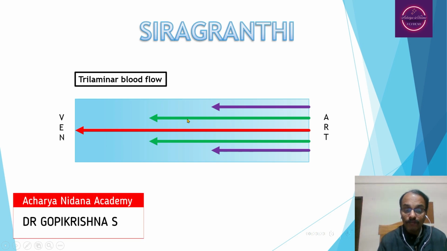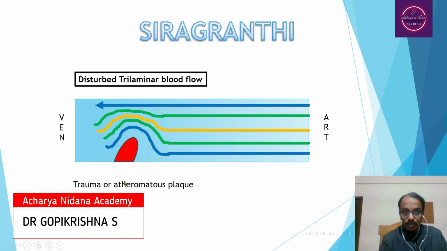So this is considered to be a very light substance when you consider the whole components of the blood. That is why it will be moving very fast at the center, and this will be moving at the periphery as they are having intermediate molecular weight, and those with heavier molecular weight will be moving even nearer to the intima of the blood vessel. This is what is considered to be the trilaminar blood flow. So when you say Siragranthi, this may be possible. So what actually does Siragranthi refer to?